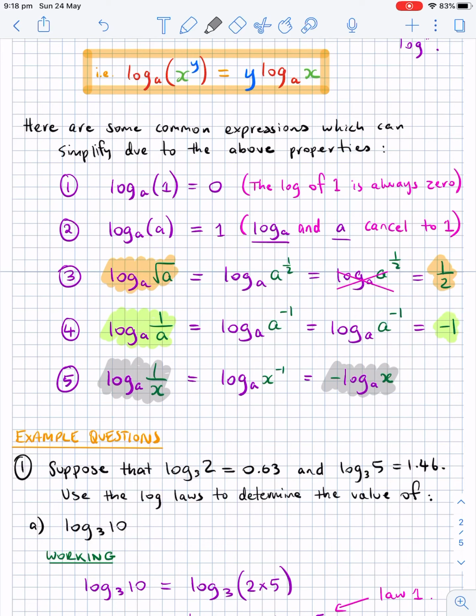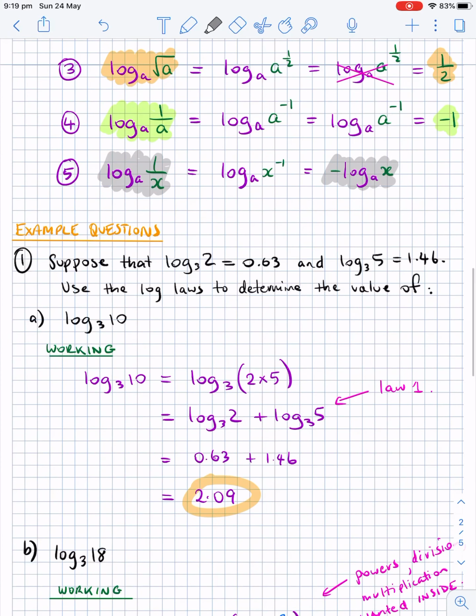And lastly, number 5, the base is different to what's being logged. Like you've got an x here and a, they're going to be very different things. But you can change this fraction to become x to the power of negative 1. And the negative 1 power is allowed to go out to the front to multiply. So it's a nice way to get rid of a fraction. Pretty much you can change up this fraction so it becomes something without a fraction. So that's a handy rule there.